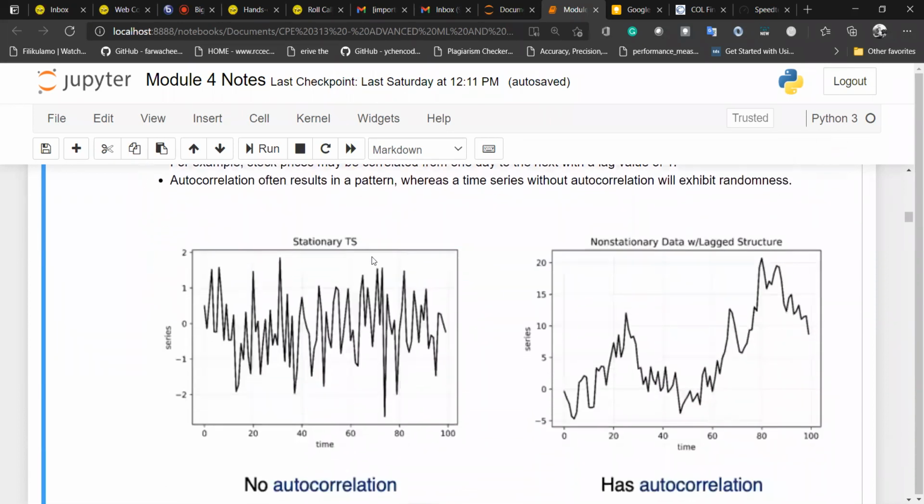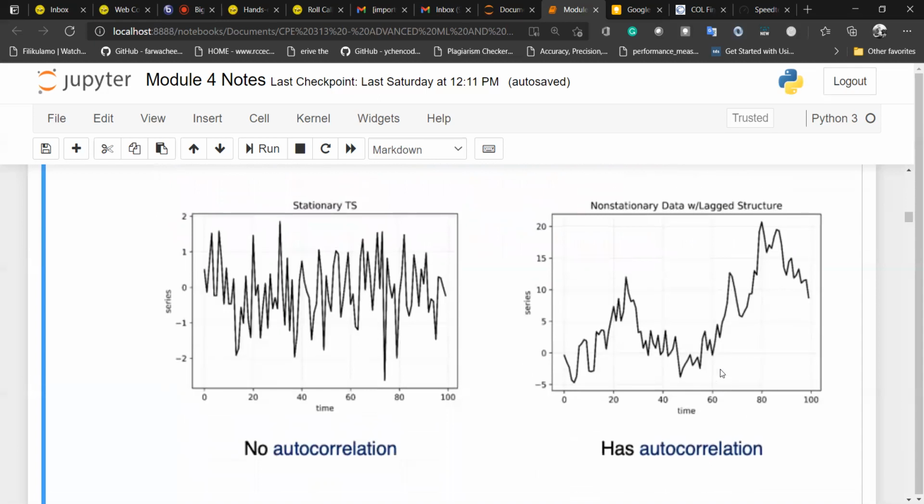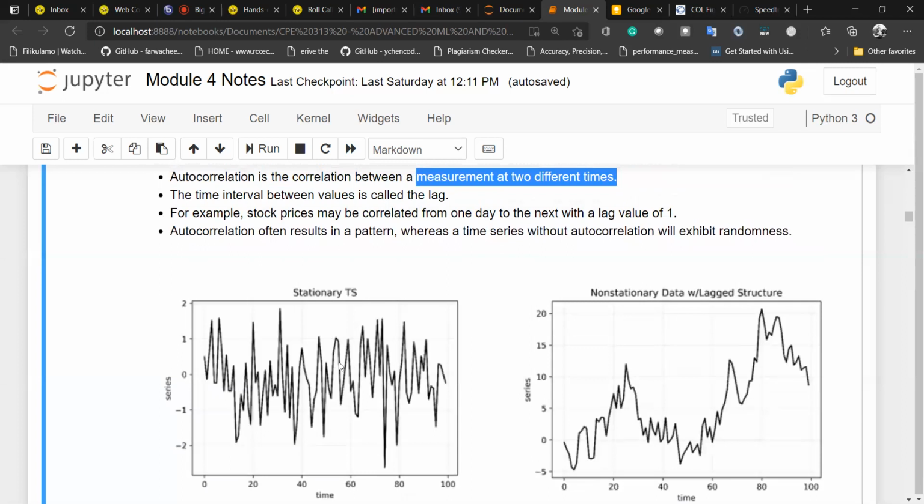So you'll see here that this is a stationary time series. This is stationary without correlation. But here, with correlation, it has a lag structure. So makikita nyo rito yung non-stationary data with lag structure. Yan yung itsura ng non-stationary data with lag structure. This one has no autocorrelation, that means ito wala tong lag structure.